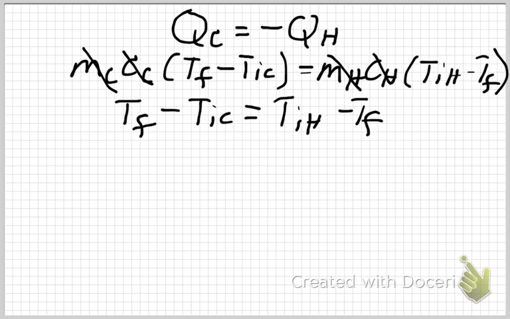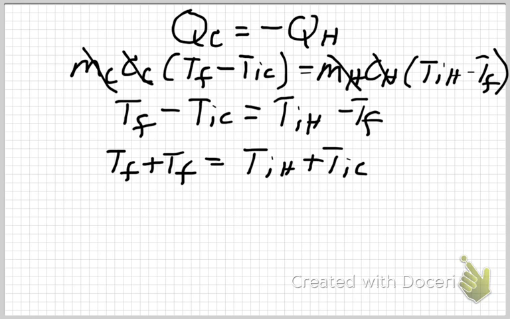So I'm going to collect all temperature finals on one side and everything that's not a temperature final on the other side. So I'm going to add temperature final to both sides and add temperature initial cold to both sides. So I will get temperature final plus temperature final equals temperature initial hot plus temperature initial cold. Now, temperature final plus temperature final equals 2 times temperature final.